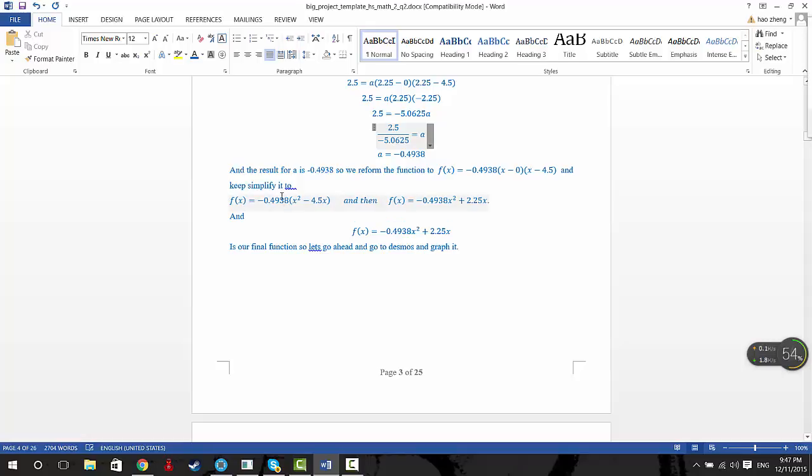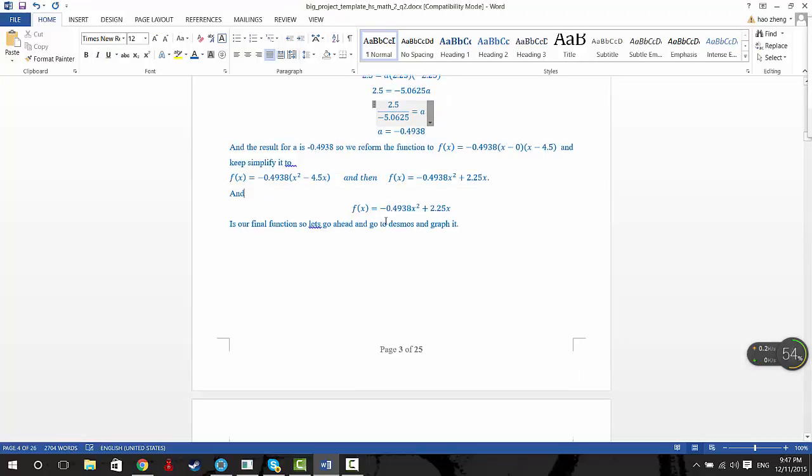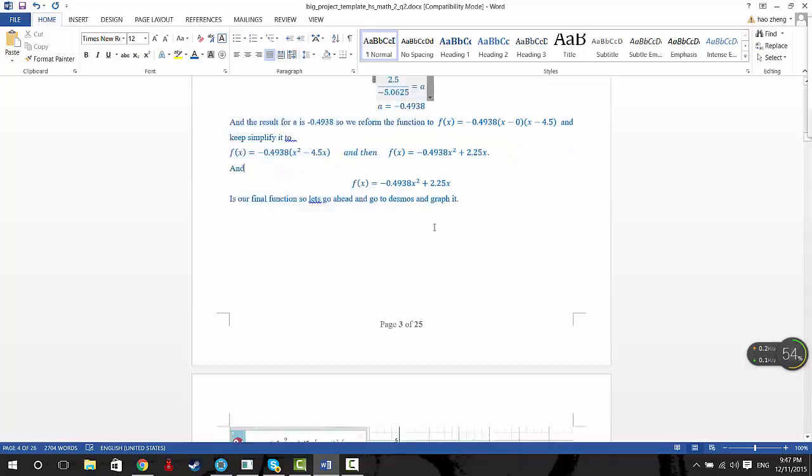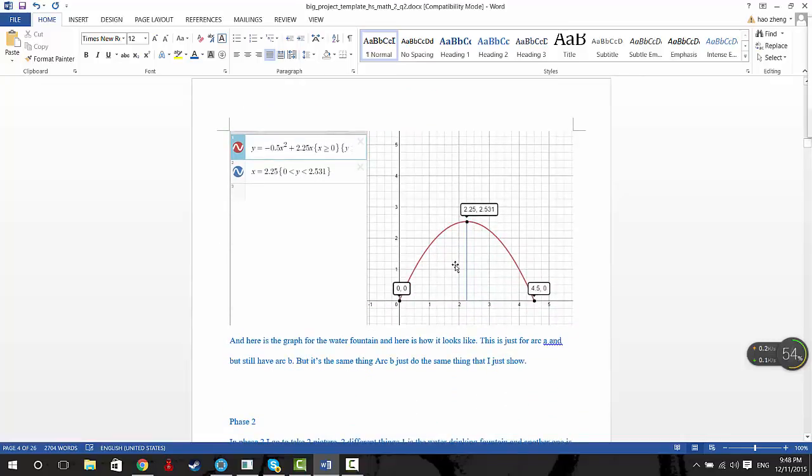y equals negative 0.4938 bracket x squared minus 4.5x, and then after that we multiply this thing and this thing, so it will be negative 0.4938x squared plus 2.25x. And here is our final function, and after that we go to Desmos, the graphing website, and we graph it, and this is how the graph will look at the end.